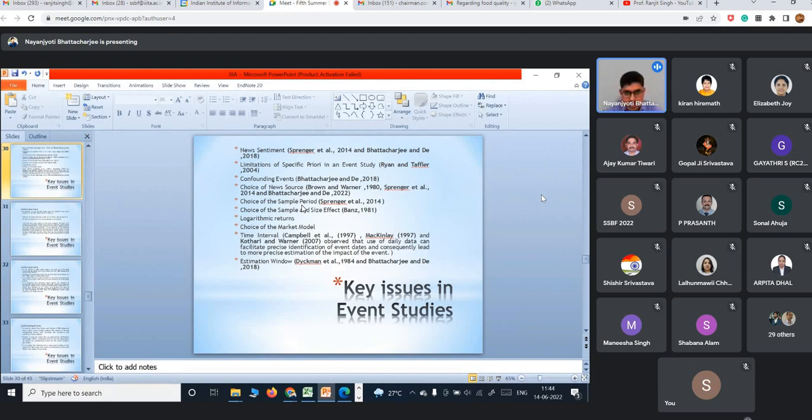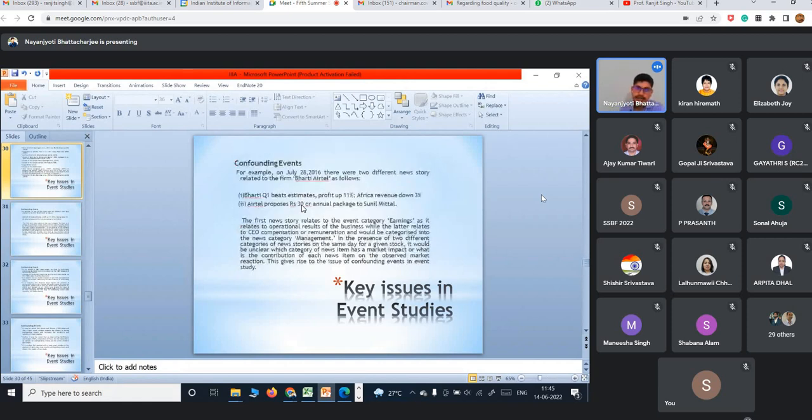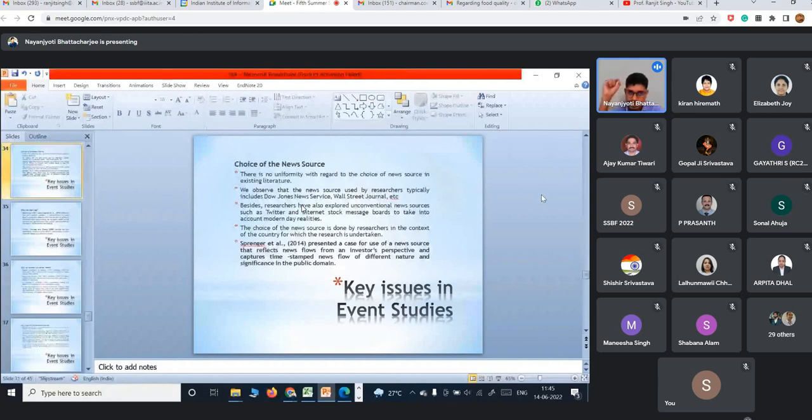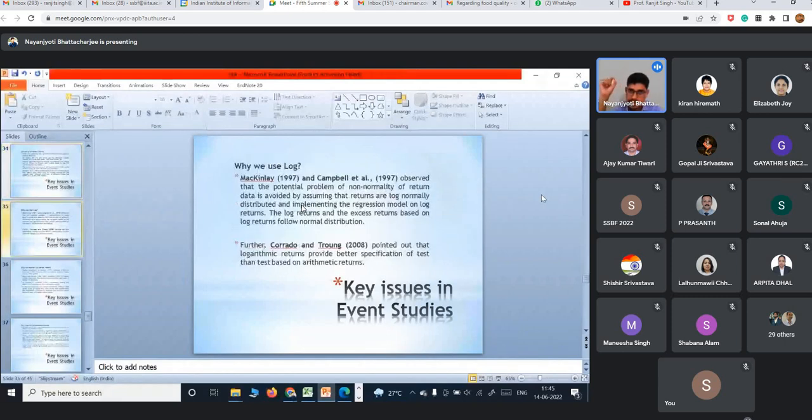Next, we take up the issue of the calculation of returns. When you say stock returns, how exactly do we calculate them? Typically, we use logarithmic returns. Why do we use log? The answer is the study by MacKinlay and Campbell, who observed that the potential problem of non-normality of return data is avoided by assuming that returns are log normally distributed in implementing the regression model on log returns. That means you are calculating your returns using the log transformation, which is typically done to address the non-normality of return data that we typically observe in time series data of stock returns, price data, or volume data.